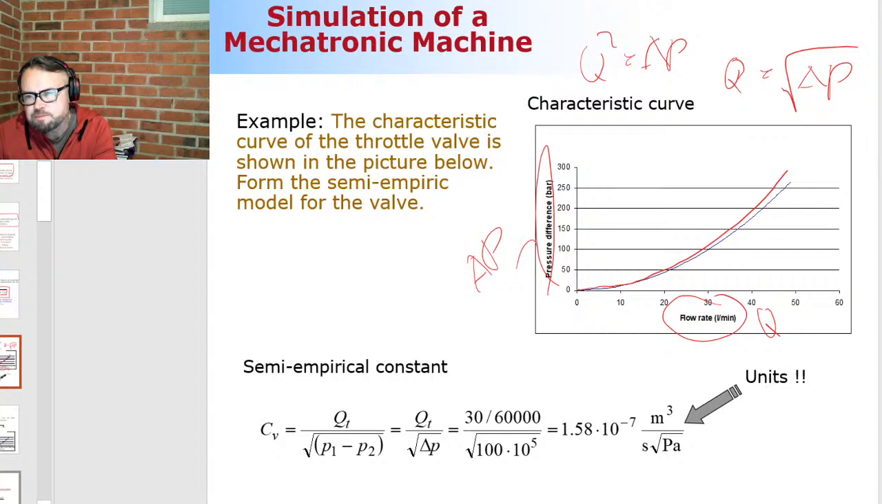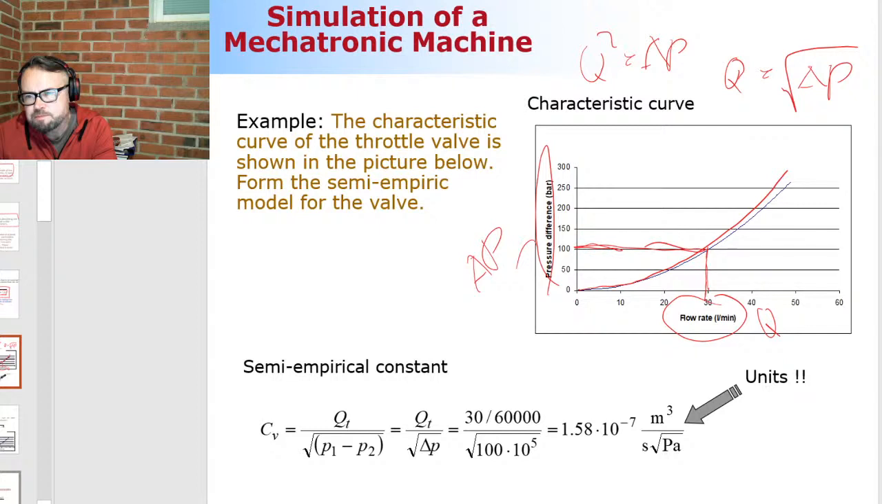Right, so we know that this is behaving as a turbulent flow. So what we can do then is take this semi-empirical modeling approach. We can take one point from this curve, and we can select this one point to be from the 30 liters per minute. We, by the way, have to convert that to SI units. And when that flow happens, the pressure difference is 100 bars.